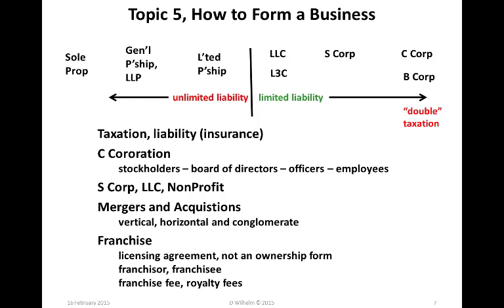A franchise is a licensing agreement. It's not an ownership form. The franchisor is the large company. The franchisee is the local producer who gets a license from the franchisor to use their brand name, their method of doing business, their products.